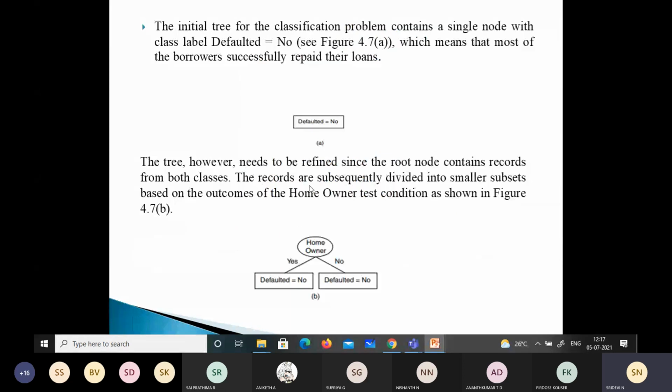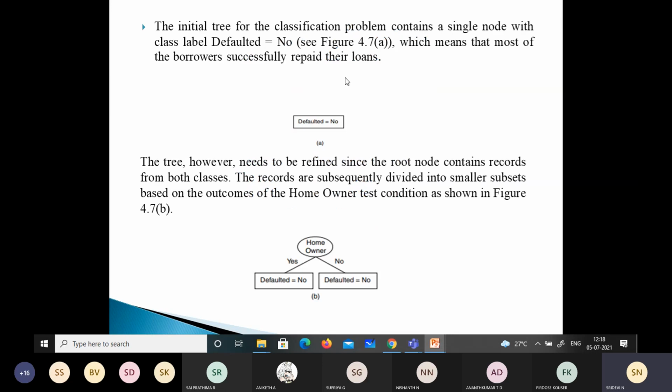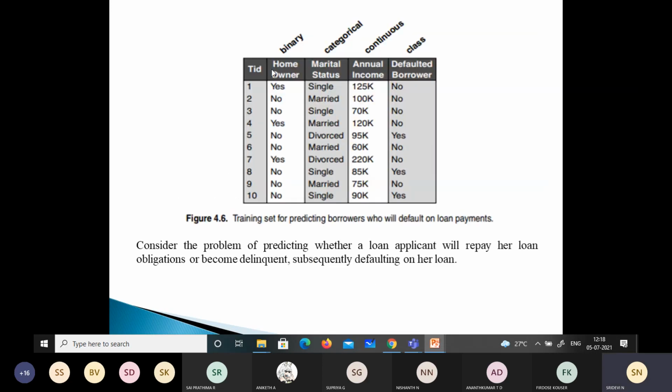Hence, I have to subsequently divide this into smaller subsets based on the outcome of the homeowner test condition. So what do we do now? Why we have to select this as the first attribute test condition will be discussed later. For now, we'll consider homeowner as the first attribute test condition. Based on this, we will try to bifurcate the records into 2 categories. So how do we do that? Homeowner, yes or no. What does that mean? We will just check.